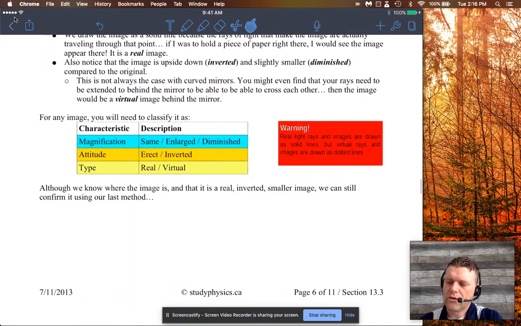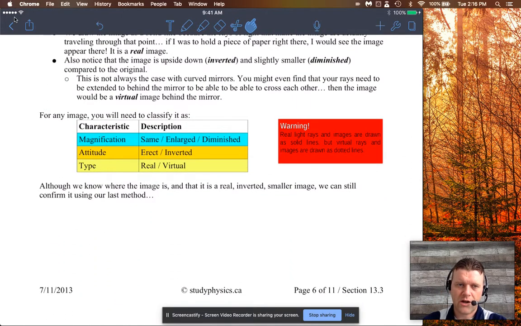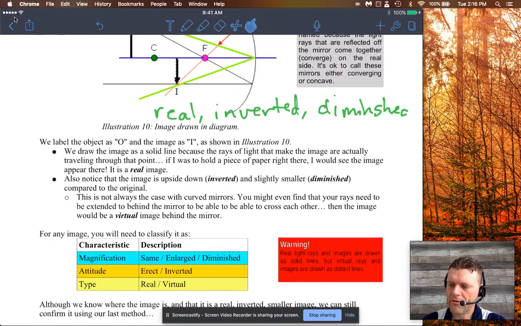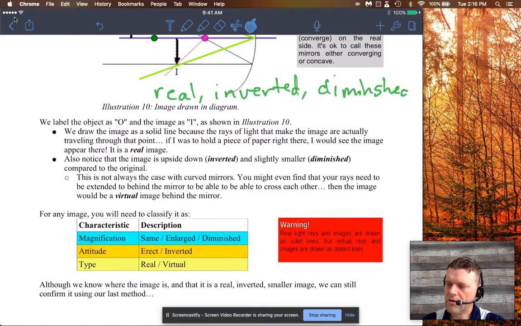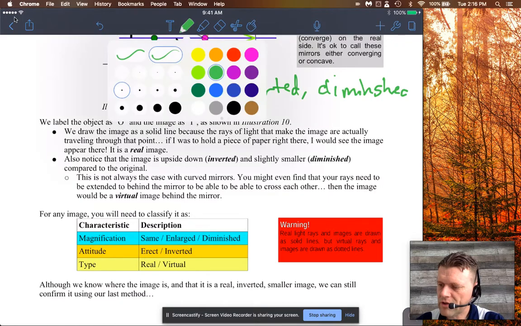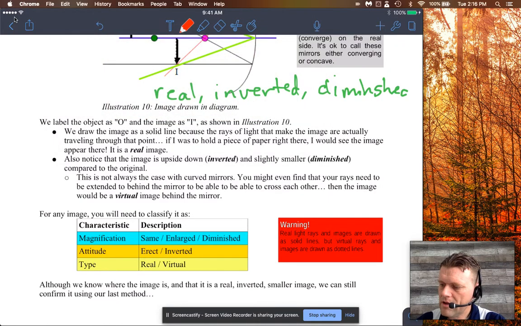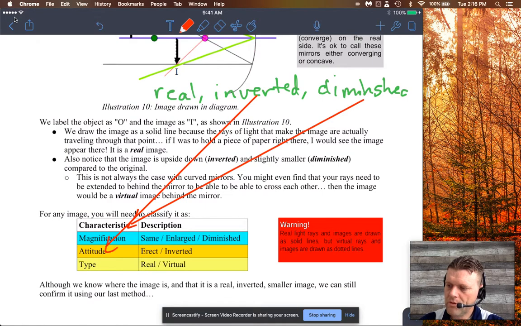So here's the three characteristics that I already mentioned. I already wrote them down right up here. But I guess I could connect them for you if you wish. The magnification is diminished, okay? And the attitude is basically, is it upright or is it upside down? So we identified the attitude as being inverted, and then the type. So the type, you only have two options. Either it's real or virtual.